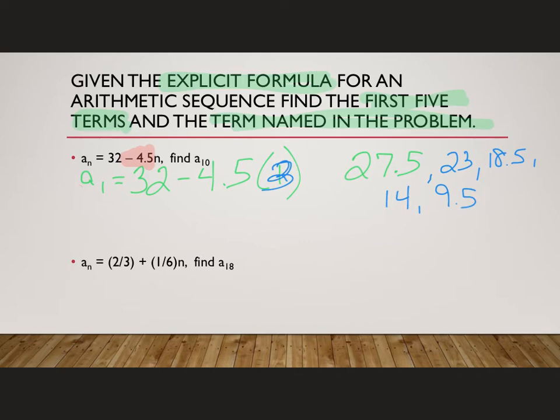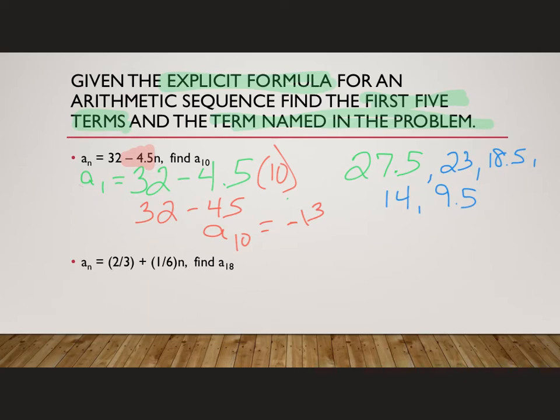But then it wants me to find the 10th term. In this case, let's erase this real quick. Instead of n, I'm going to put in 10. So this gives me 32 minus 45. So a sub 10 equals negative 13. We can do the same thing with our next problem.